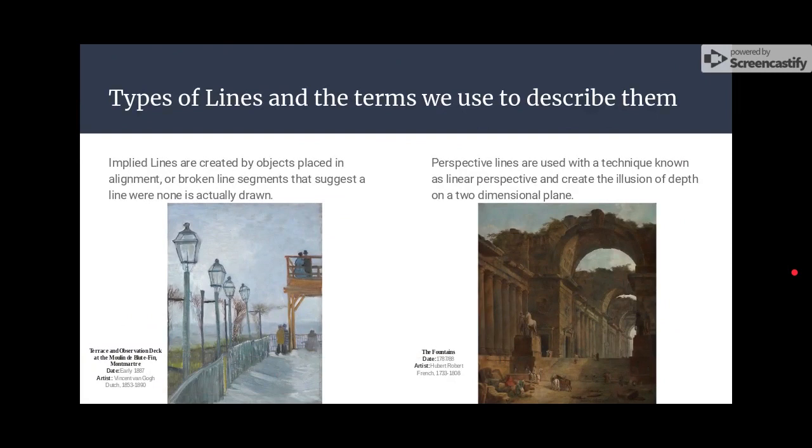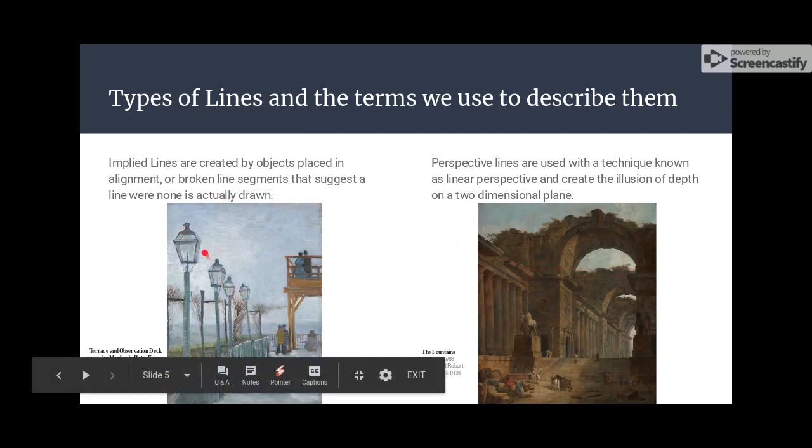And then there are other more complex types of lines, like implied lines, as seen here in this Vincent van Gogh piece. Those are created by objects that are placed in alignment, broken line segments or things like that that suggest a line where none is actually drawn, which we can see along the top of these lampposts here. This creates the idea of a line that isn't actually here, but we can follow it with our eye.